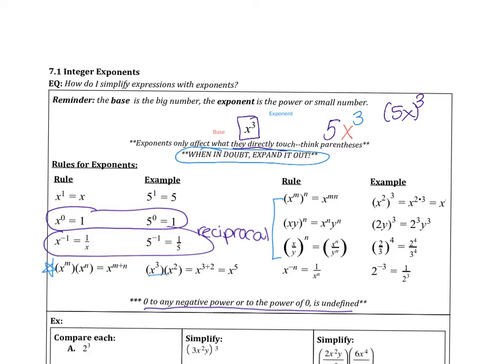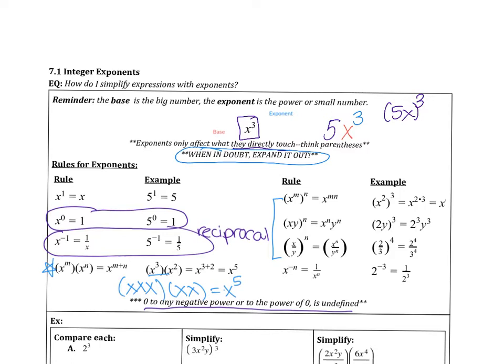Right here I see the expression x to the third times x squared. Well, what does that mean? X to the third means that I have x times x times x. X squared means that I have x times x, right? That exponent is telling me how many times I'm multiplying the part inside by itself. Now all I need to do is count how many x's I have. I have 1, 2, 3, 4, 5 x's, and that's where I get x to the 5th power.